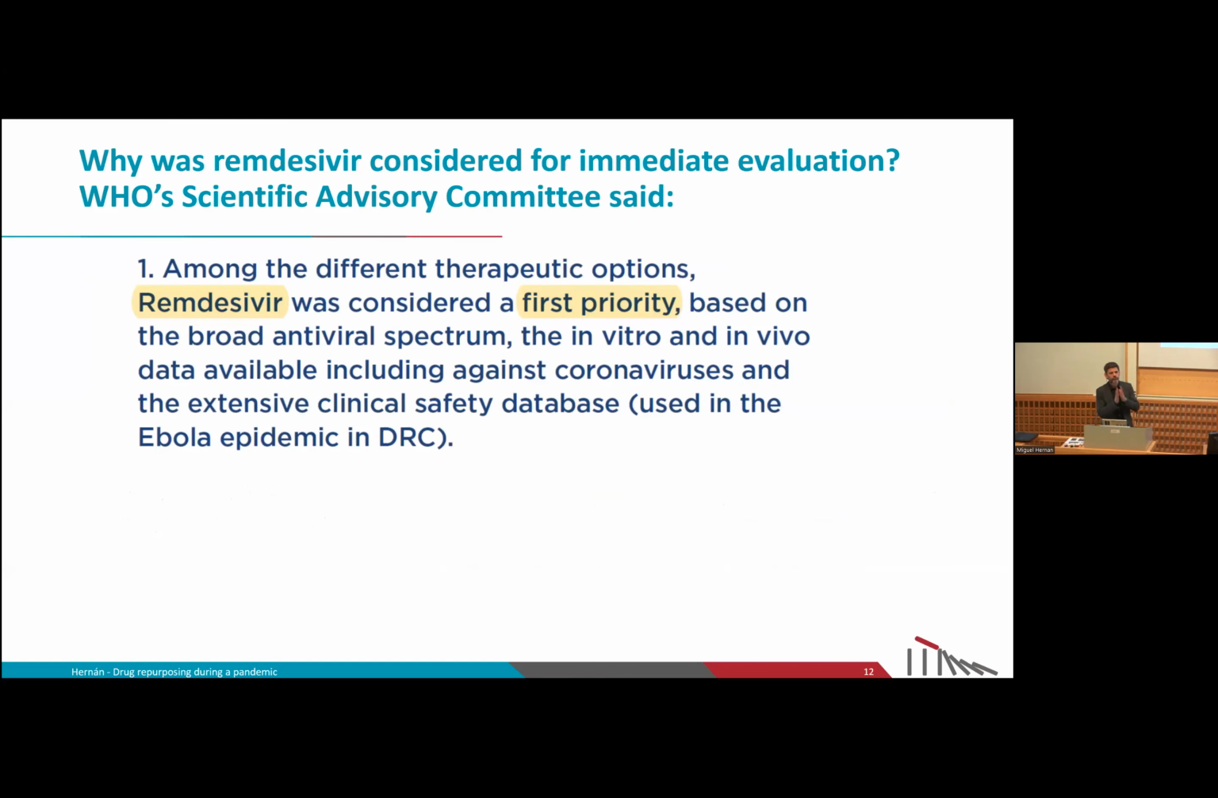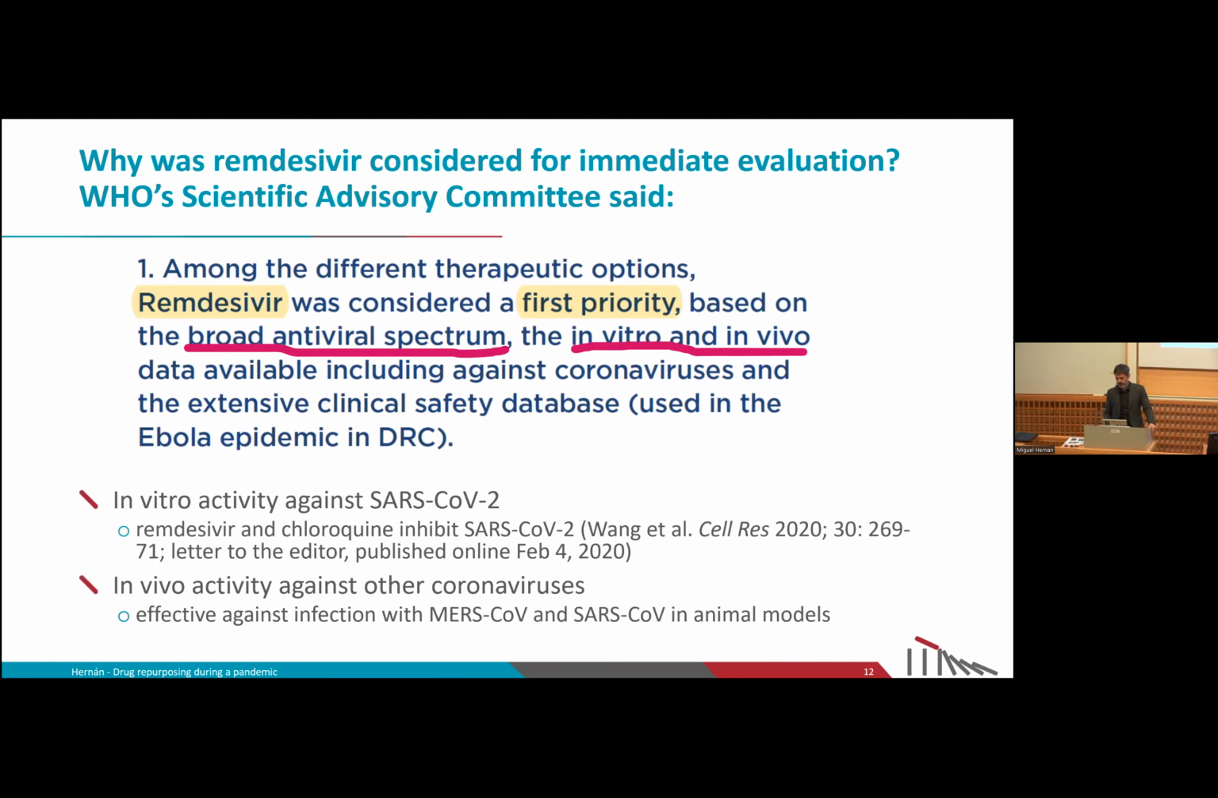But why? Why was remdesivir considered for immediate evaluation by the WHO? So this is what the Scientific Advisory Committee said. They said that it was a first priority. That was the first drug that we have to look at because of the broad antiviral spectrum, because of the in vitro and in vivo data. And there were some studies that showed in vitro activity against SARS-CoV-2 that was published in February of 2020 by Wuhan investigators.